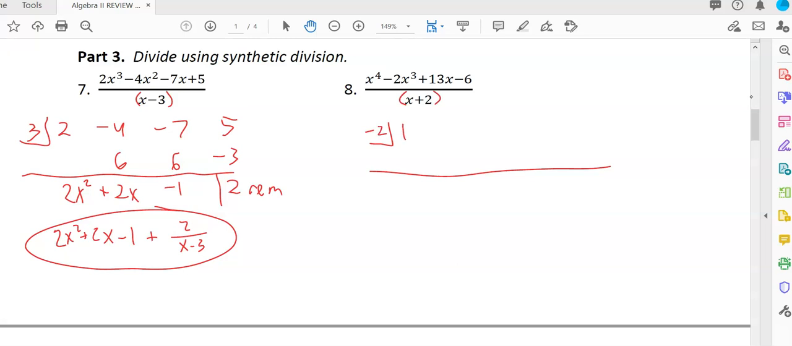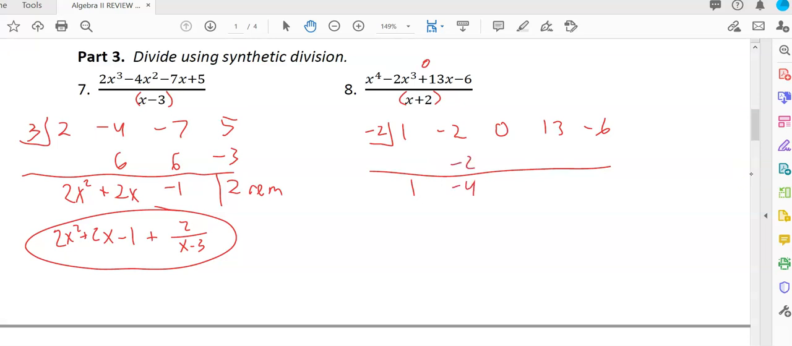Coefficient, this is important, so 1, negative 2. I'm missing a 0, I'm missing an x squared term, so I'm putting a 0 in there, and then 13, negative 6. Okay, synthetic division: you get 1, negative 2 times 1 is negative 2, you get negative 4.